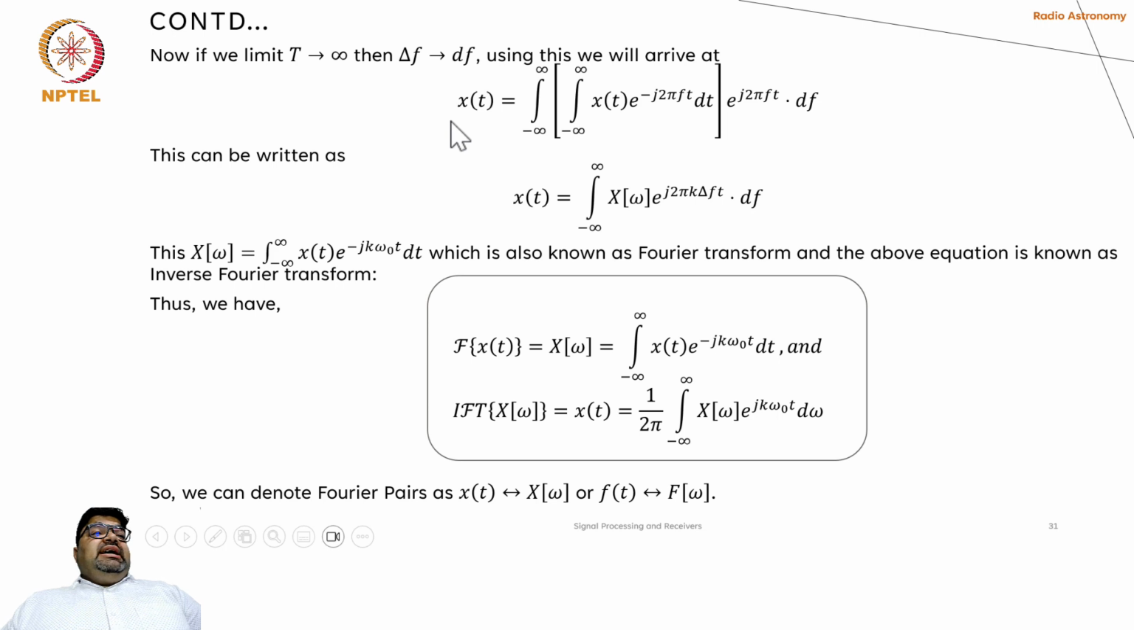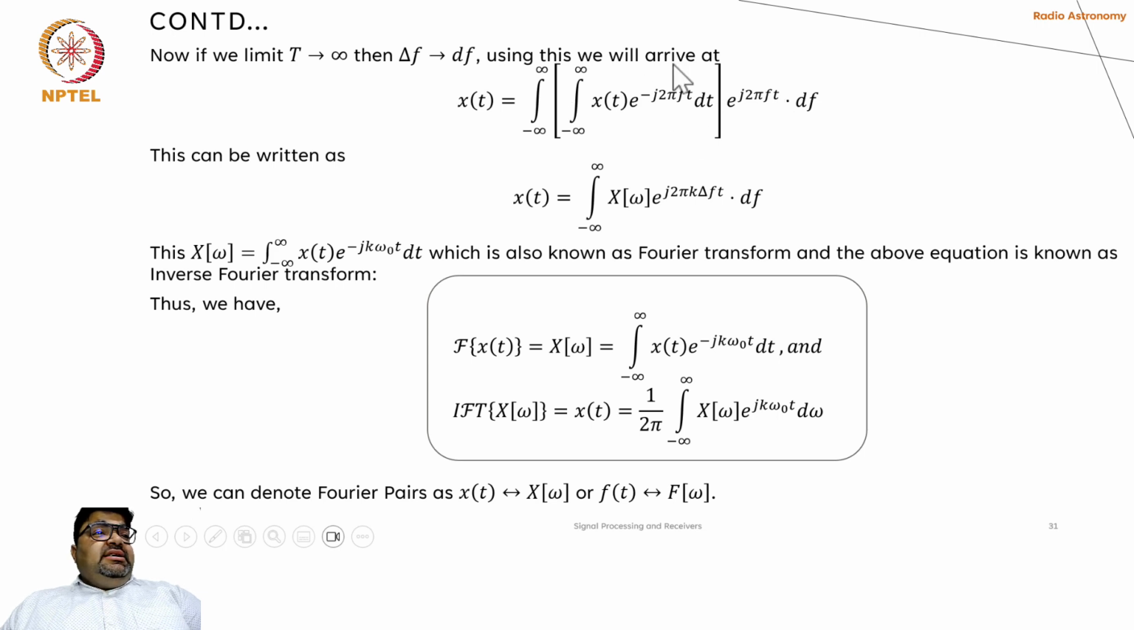Now we take the limit of T tends to infinity, or delta f goes to df, an infinitesimal frequency interval. In that case, x(t) goes to the integral from minus infinity to plus infinity, then within that, another integral of x(t) e^(-j 2 pi f t) dt, and then there's the e^(j 2 pi f t) df outside as well.